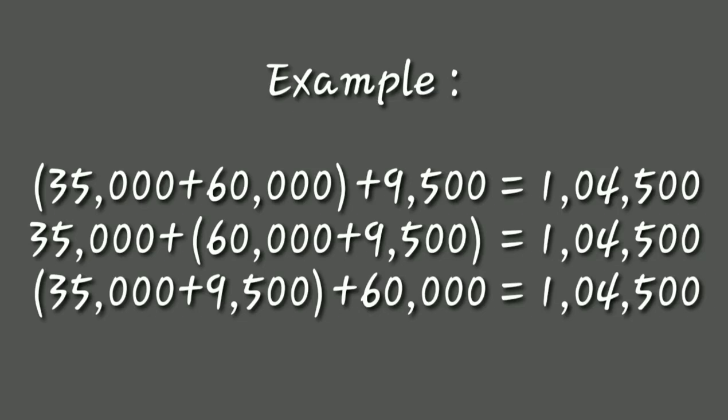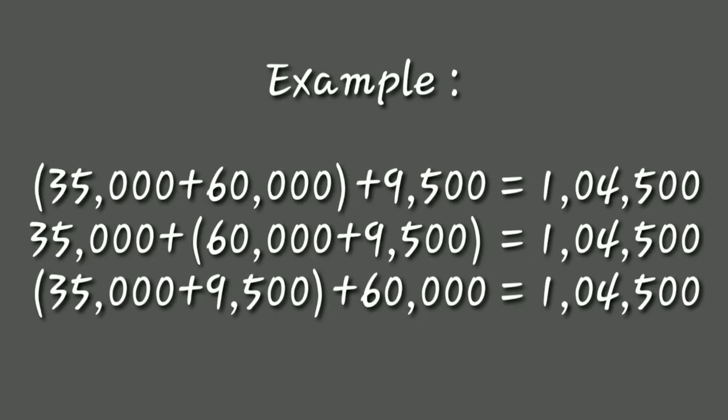1,04,500. Now I have changed the group. Firstly, I have made the group of 60,000 with 9,500 and added them, and after that I have added 35,000 to it. Again the sum is the same, that is 1,04,500.